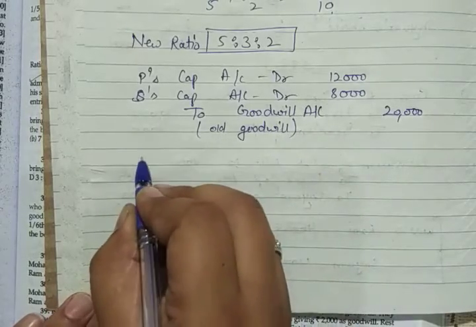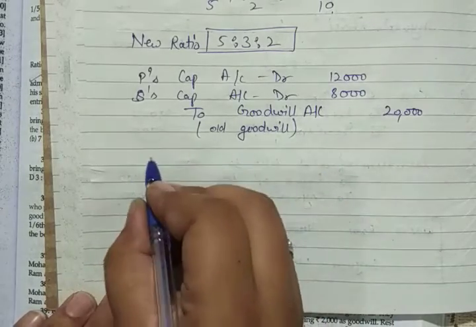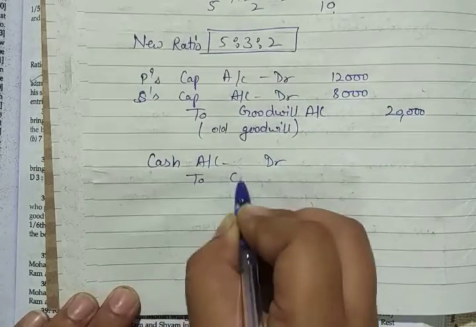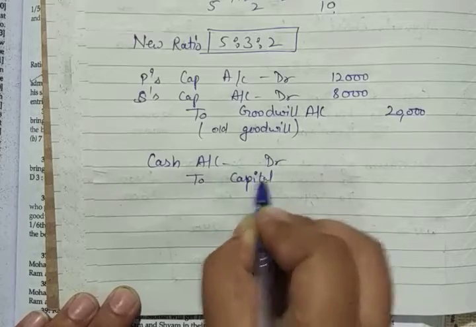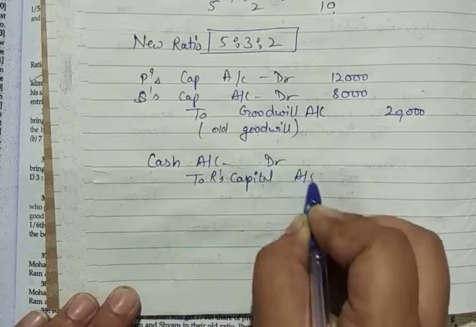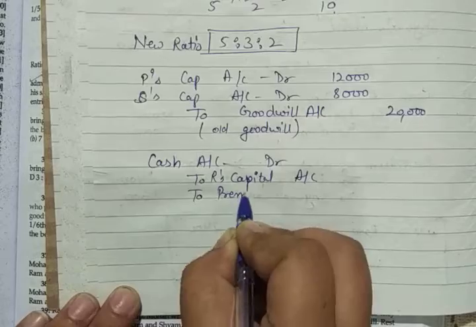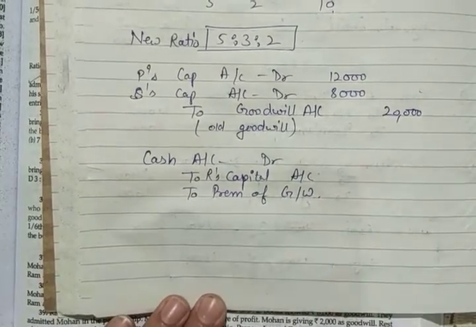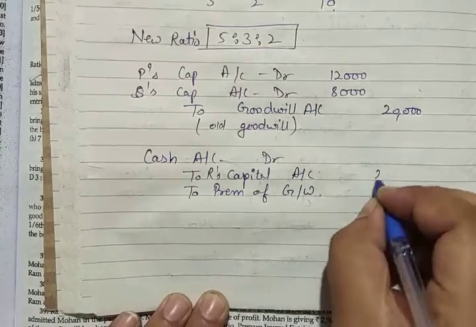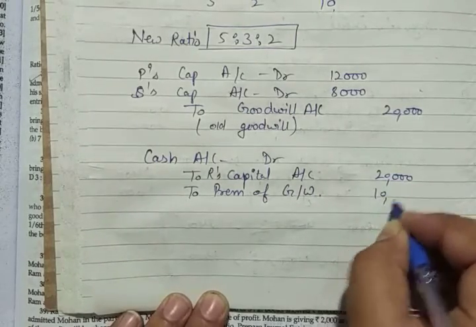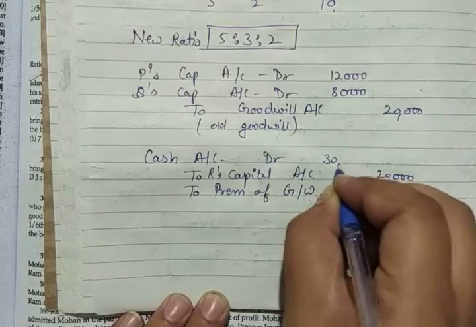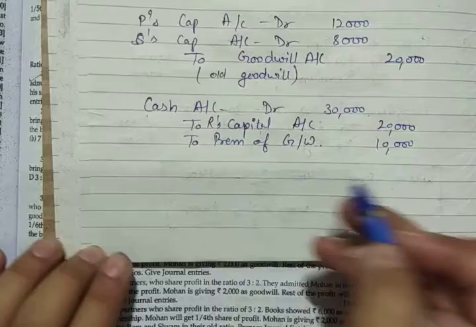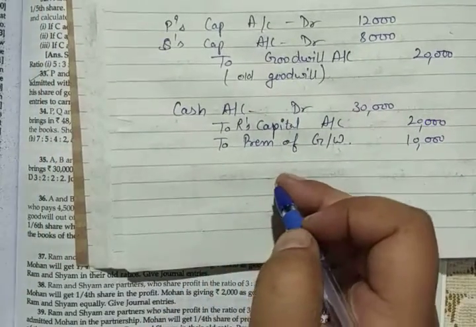After that, we have admitted a new partner, that is R, who has brought in cash. So we will write cash account debit, and the cash was for capital, R's capital, and for premium of goodwill. Okay, so capital was 20,000 and premium was 10,000. So we will write it as it is, and the total will be written in the debit column, that is 30,000.